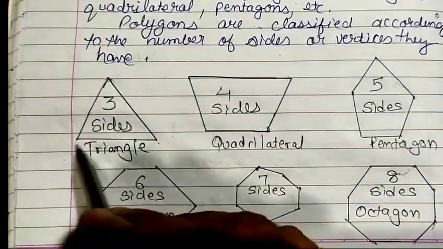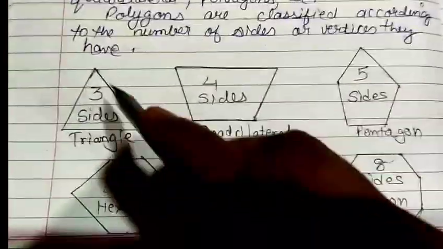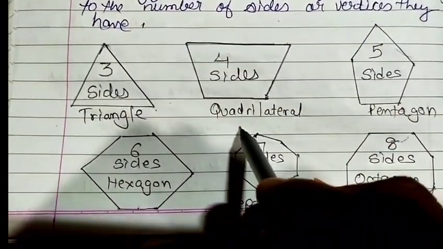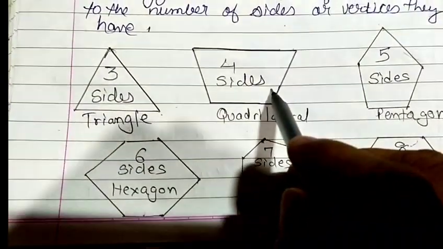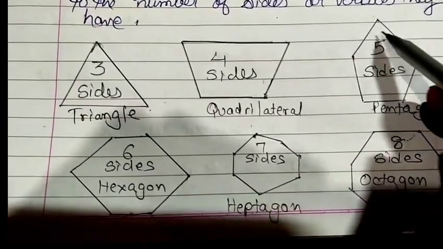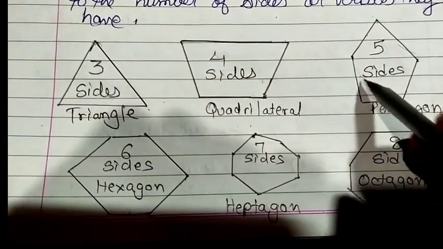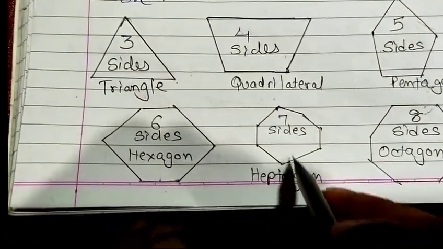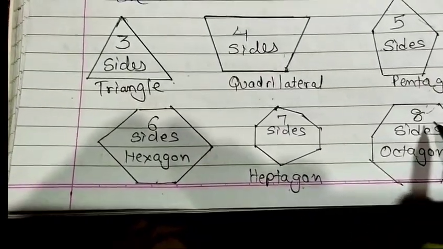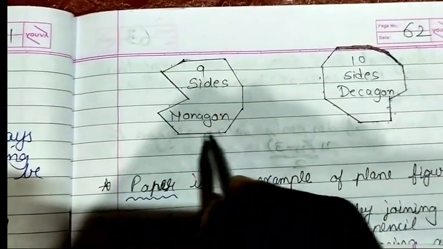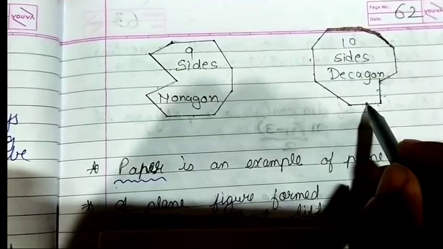See, if the polygon has three sides, it is known as a triangle. If the polygon has four sides, it is known as a quadrilateral. It is the shape of a trapezium, and a trapezium is a type of quadrilateral. Five-sided figure, 1, 2, 3, 4, 5, is known as a pentagon. Six-sided figure is a hexagon. Seven-sided figure, heptagon or septagon. Eight-sided figure is an octagon. Nine-sided figure is a nonagon, and a 10-sided figure is known as a decagon.